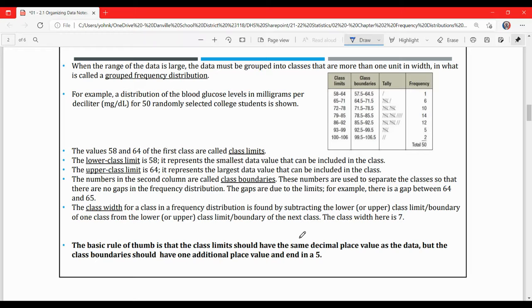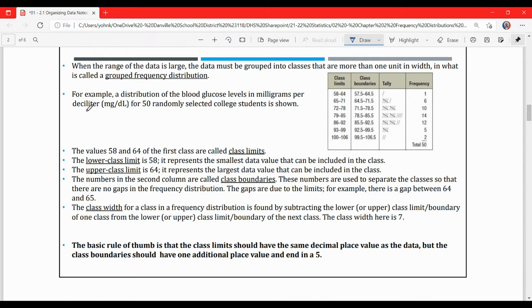When the range of the data is large, however, the data must be grouped into classes that are more than 1 unit in width in what is called a grouped frequency distribution. So if we look at this table here for the 50 ages of the wealthiest people in the world, notice that they are not single numbers over here in the far left column, but they are spans of numbers. And so this is called a grouped frequency distribution.